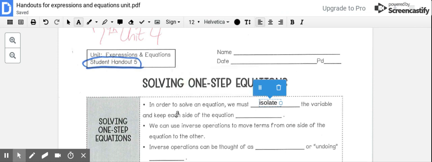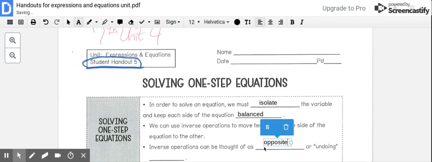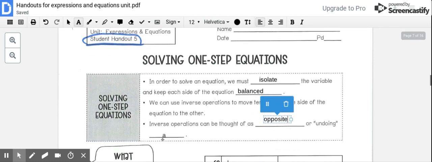And we also have to keep each side of the equation balanced. Like a scale that you would use in science, you want to keep each side balanced on the equal sign. So we can use inverse operations to move terms from one side to the other. And if you remember, inverse operations are thought of as opposites or undoing operations.